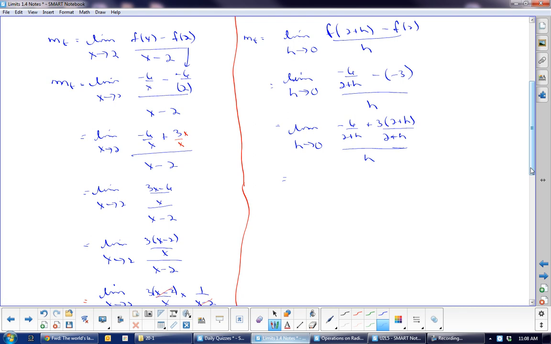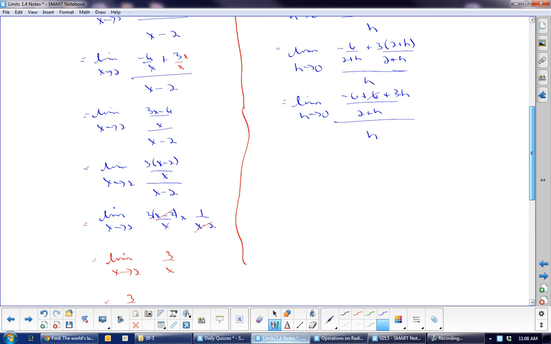So now we have the limit as h approaches 0 of negative 6 plus 6 plus 3h all over 2 plus h, all over h. Yes, sorry, 3h. Okay, these are going to cancel. We will have the limit as h approaches 0 of 3h over 2 plus h all over h.